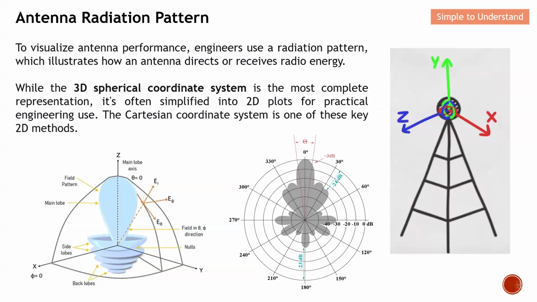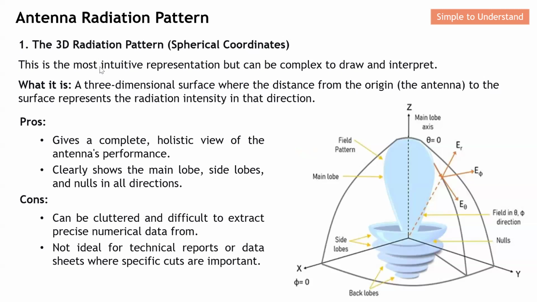While the 3D spherical coordinate system is the most complete representation, it is often simplified into 2D plots. This is the most complete, so you have almost everything, but you can't get the details of all the readings over here. Therefore, in order to take a deeper dive into the characteristics of the antenna, it is very common that we transform this 3D into a 2D plot. Next, let's kickstart with the 3D radiation pattern.